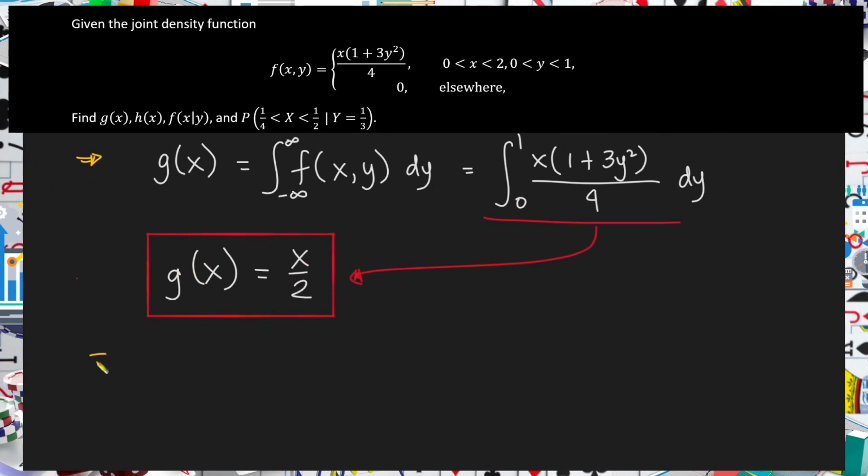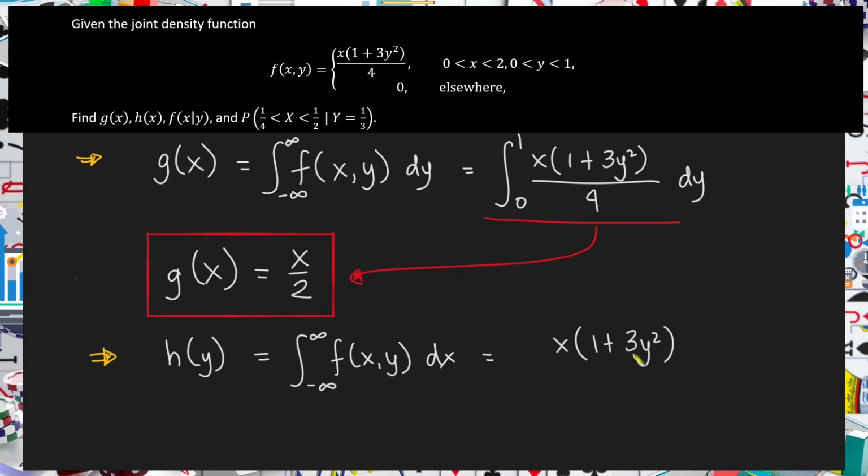And then, to solve for the marginal distribution h of y, so we simply need to evaluate or integrate our function with respect to x. The integral of x times 1 plus 3y squared over 4 dx. And then yung limits natin will be the values of x, that is from 0 to 2. Evaluating this integral, we will obtain the marginal distribution of y equal to 1 plus 3y squared over 2.